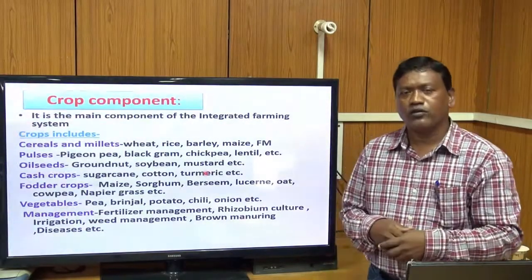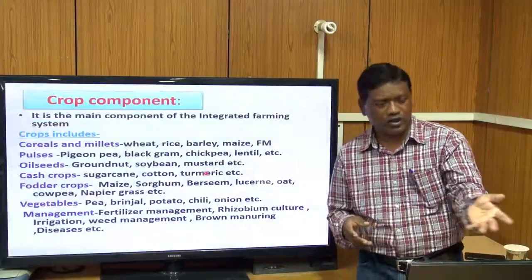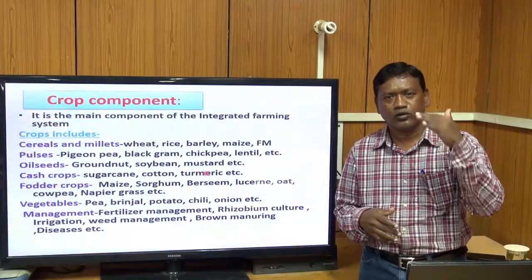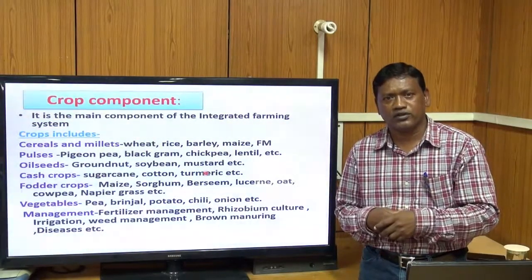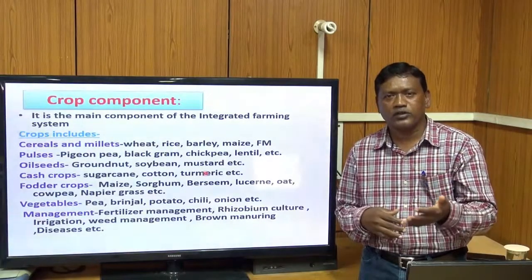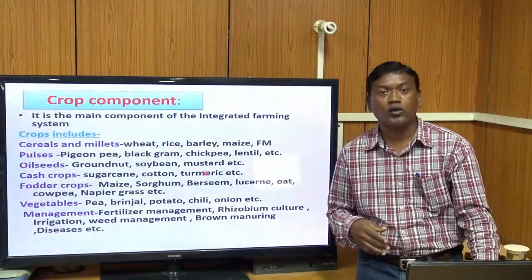And next is the weed control. Weed control is very important, as I have already discussed. So by reducing weeds through weed control methods, you can get the maximum crop yield. So these all are the non-monetary inputs.